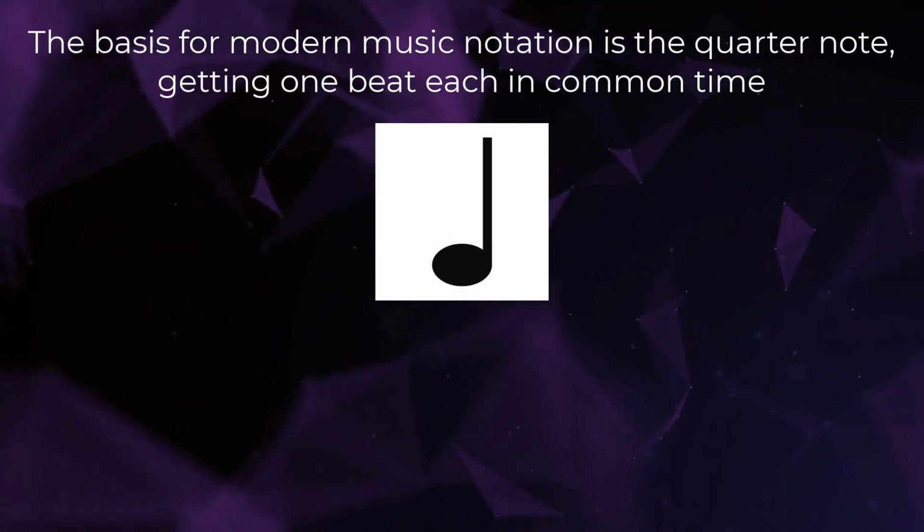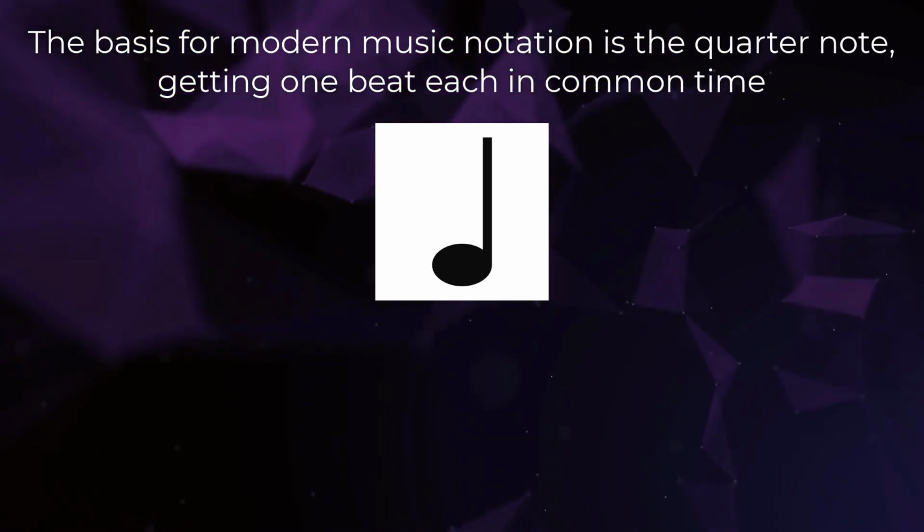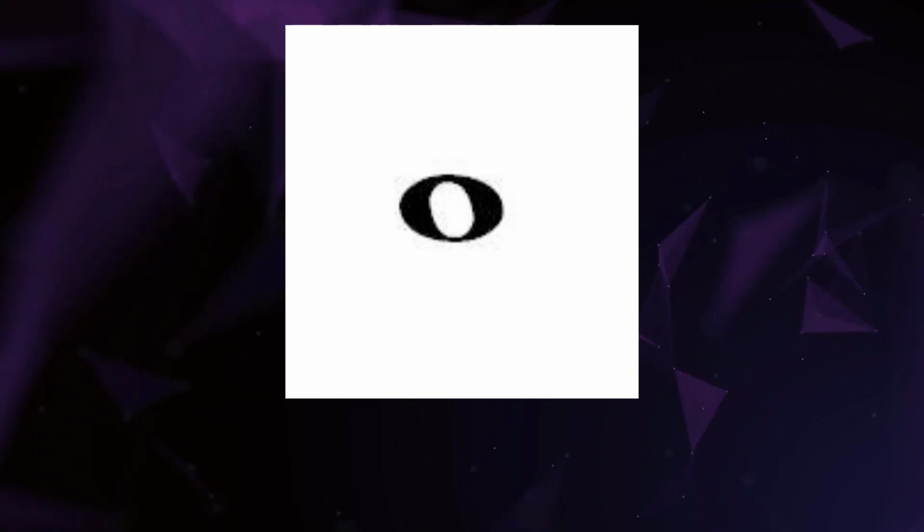We move now to the division of rhythmic notation and how those changes are shown. The basis for modern music rhythmic notation is the quarter note, getting 1 beat each. This here is a whole note, which is held for 4 beats. 2 half notes fit into a whole note, each getting 2 beats. 4 quarter notes fit into a whole note, each getting 1 beat.